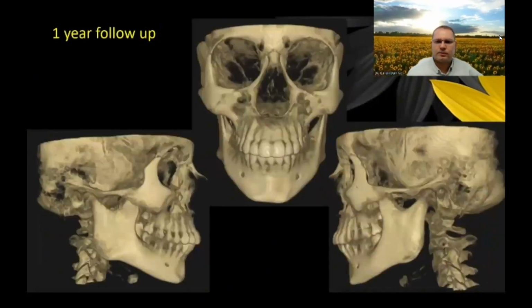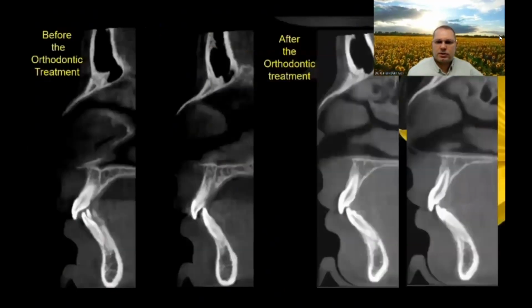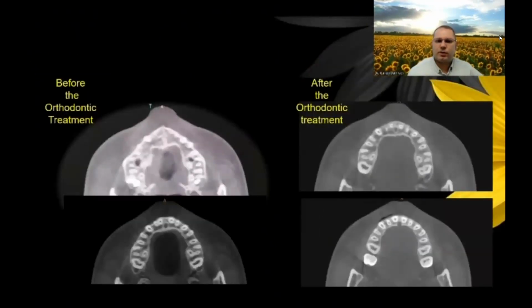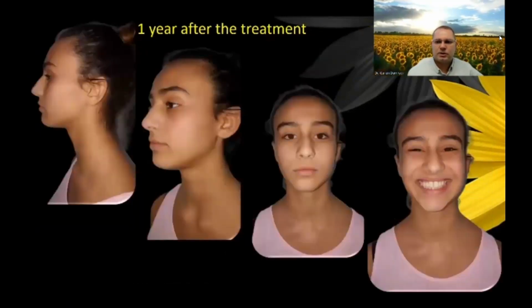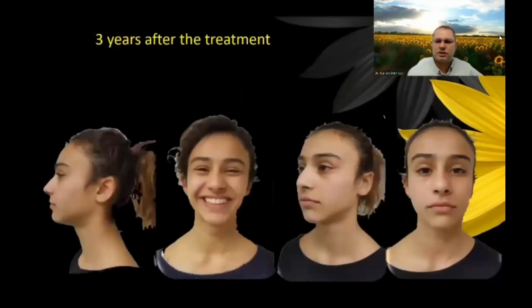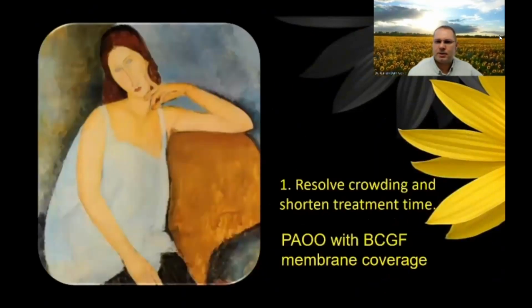This is the 1 year follow-up, the 3D CBCT control. This is before and after the orthodontic treatment. And this is also before and after the orthodontic treatment in the cuts, where you could see the roots before outside of the bony envelope, and afterwards they are all inside, aligned. And this is a stable result 1 year after the treatment. These are the extraoral views after 1 year, and this is the result after 3 years. Really stable, patient really happy.